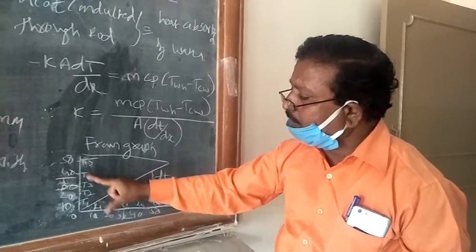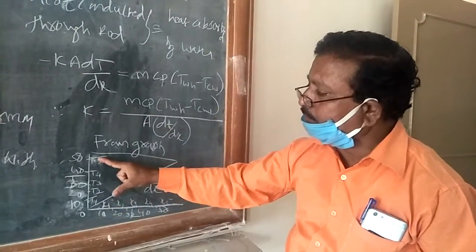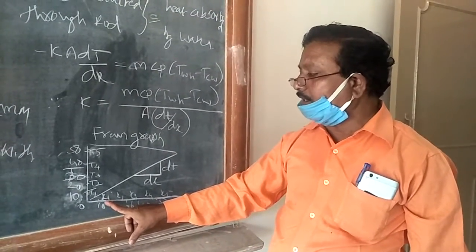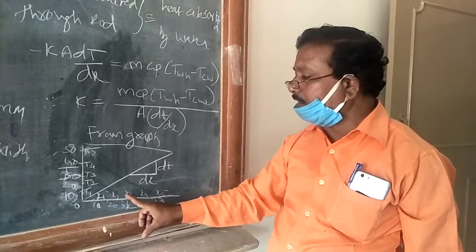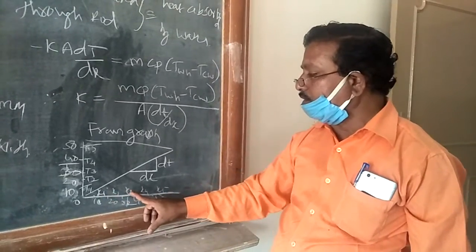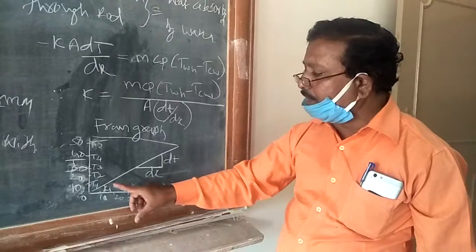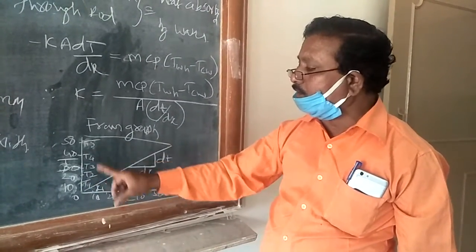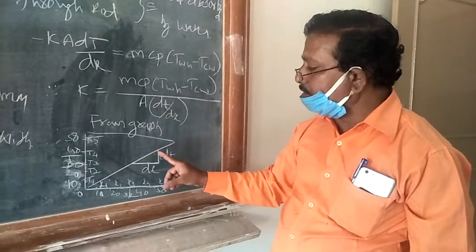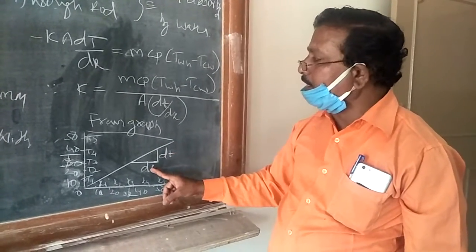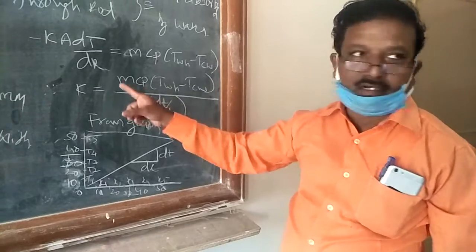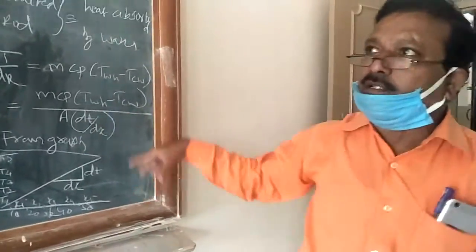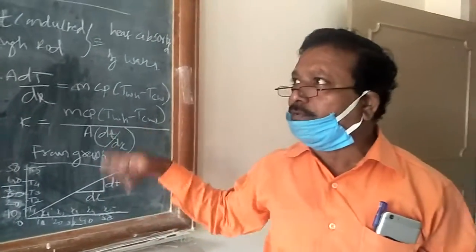So along y we will take the temperatures T1, T2, T3, T4, T5, and along the x-axis we take different points along the length, meaning thermocouple points along the length of the metallic rod, x1, x2, x3, x4, x5. So corresponding to these distances we take the temperatures T1, T2, T3, and we will get a slope. From this slope we can get dT by dx. By putting this value here we get the thermal conductivity of the experiment. So this is about the theoretical aspect and how to go for the experiment.